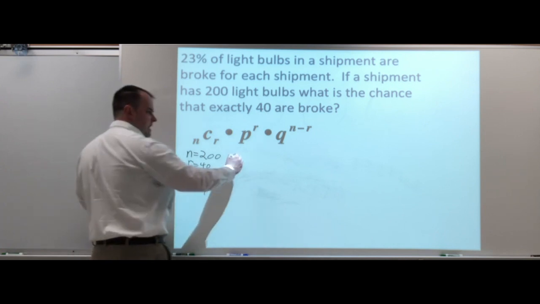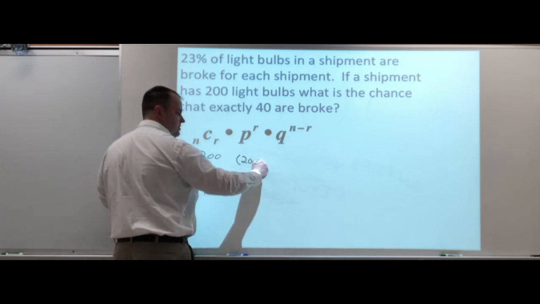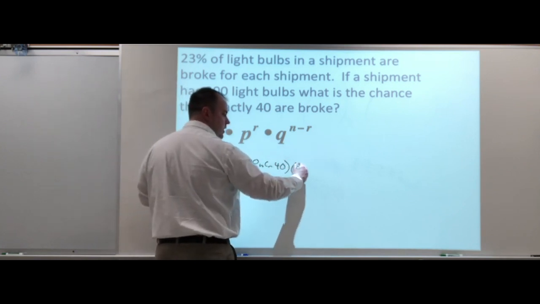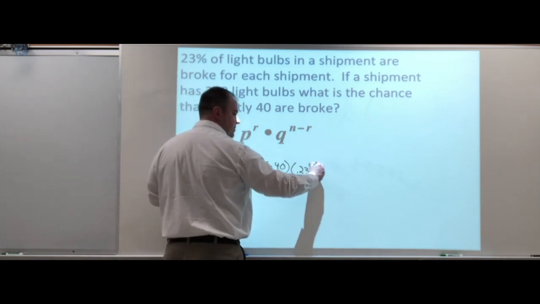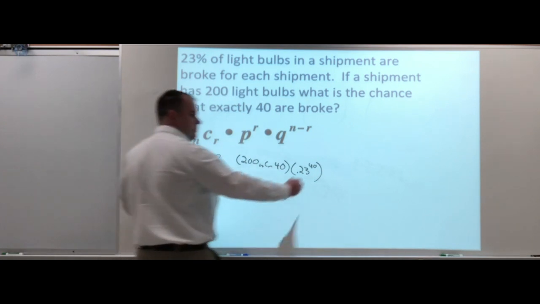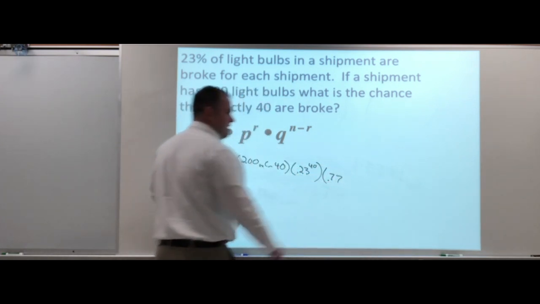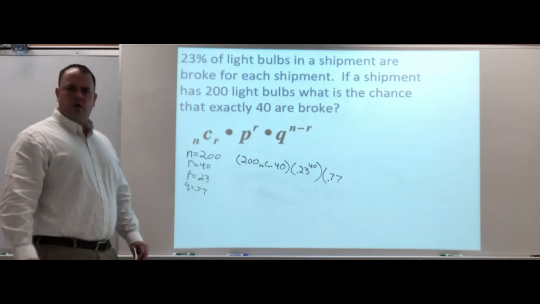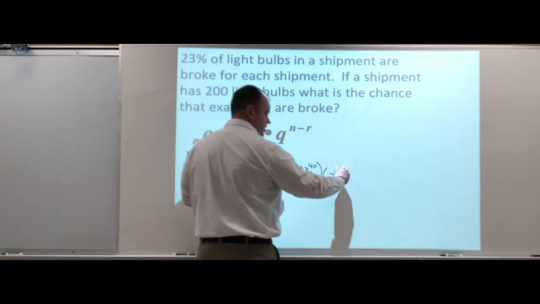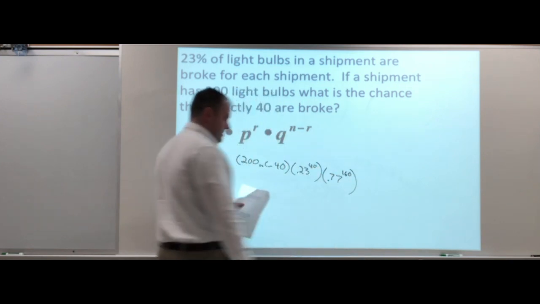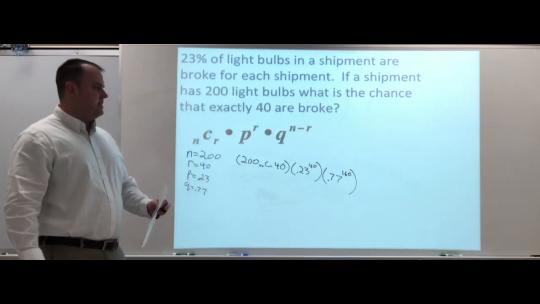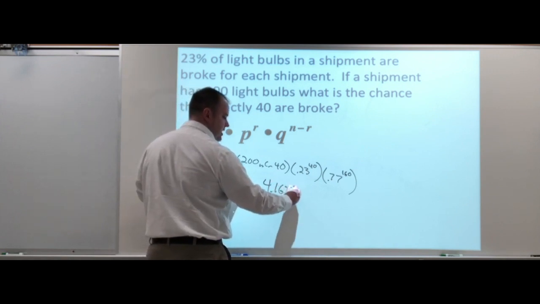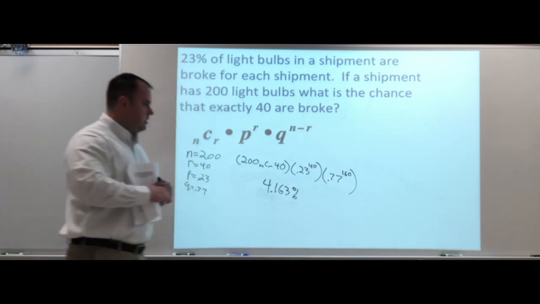So if I'm plugging this in again, the total first, 200 NCR 40, 0.23 to the 40th, that's our R, and 0.77. Again, you could write it as 200 minus 40, just make sure you have that extra set of parentheses. 200 minus 40 is 160, so I'm just putting 160 down. Okay. So there's one more example, and this time should be 4.163%.